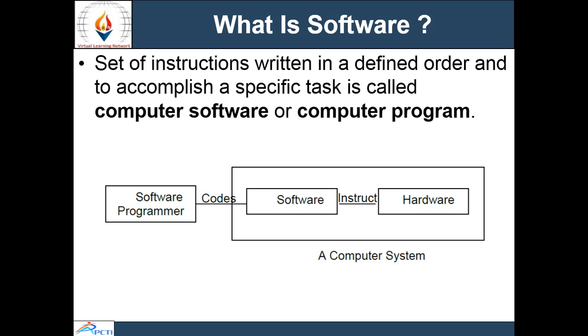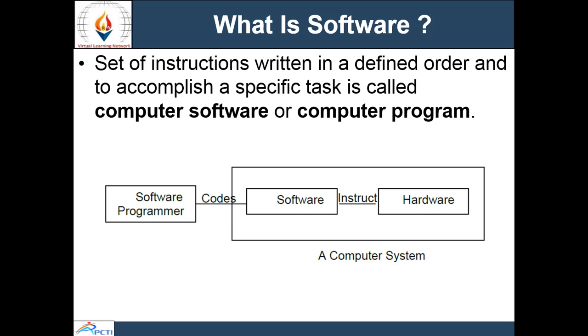What is software? A computer system consists of two parts, hardware and software. The first part, computer hardware, refers to all the visible components of the computer such as keyboard, monitor, hard disk, printer, scanner, processing unit, memory, electrical connections, etc.